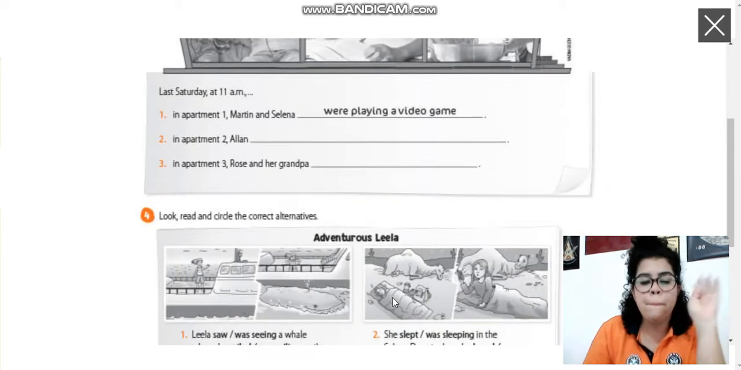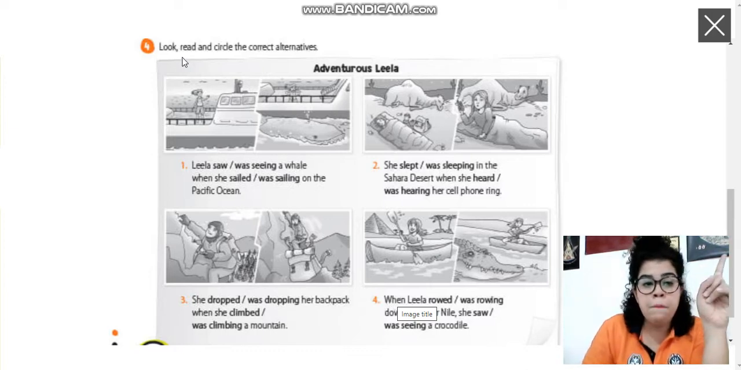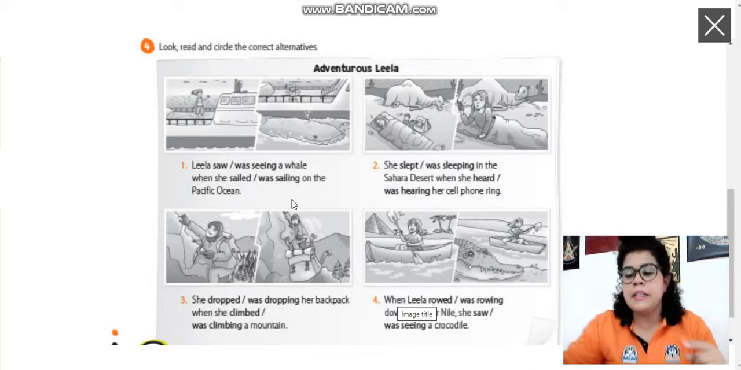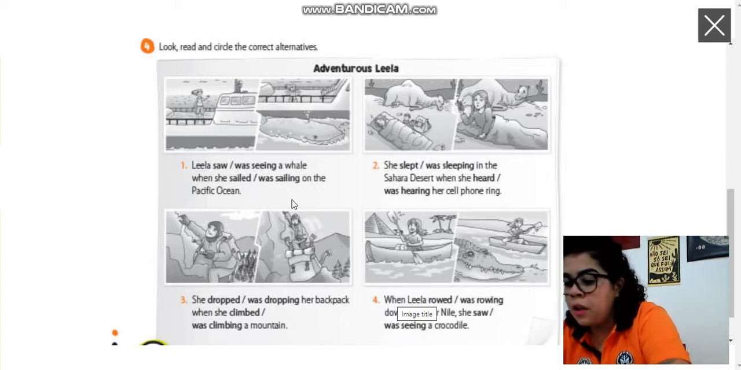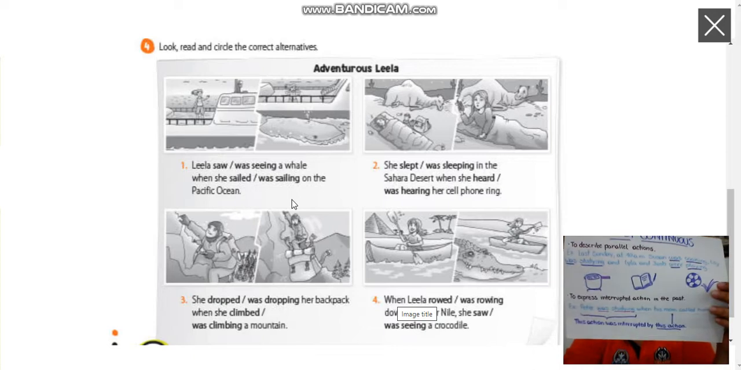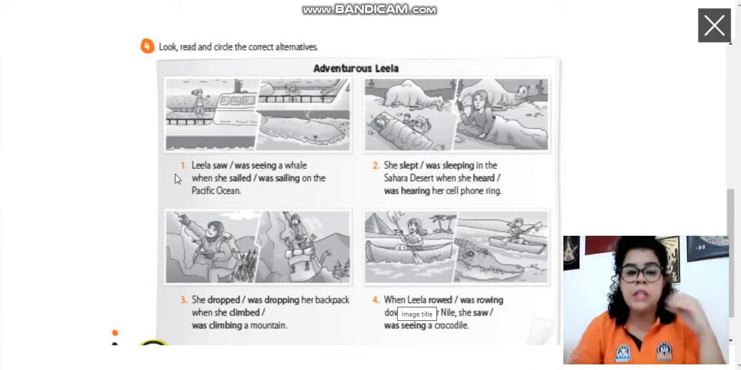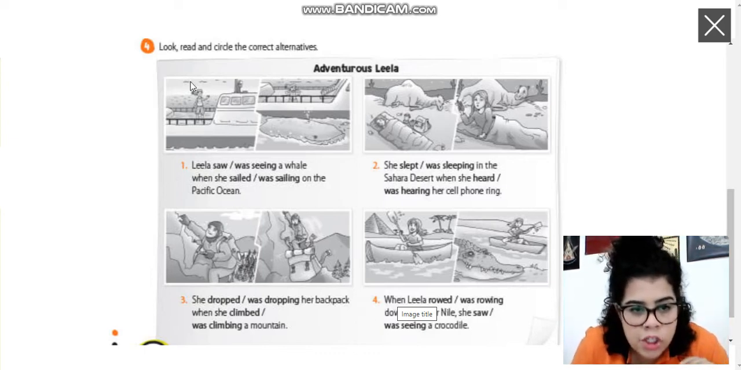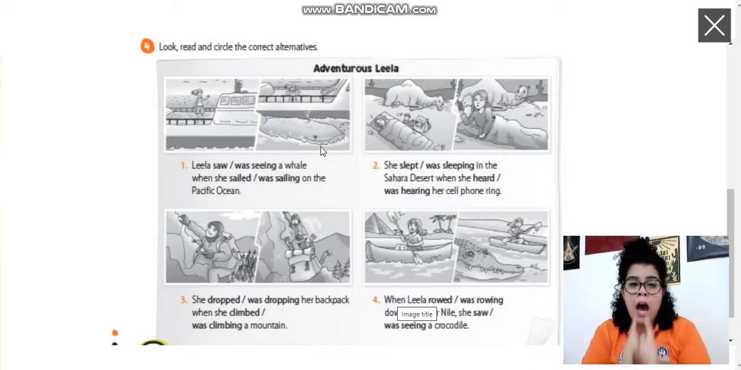Okay. Now exercise 4. Look, read and circle the correct alternatives. This is the past continuous to describe things that got interrupted. Remember this one here, interrupted actions in the past. So here we have Lila, and she was in a boat, right? And then she saw a whale. So let's see how the sentence is.